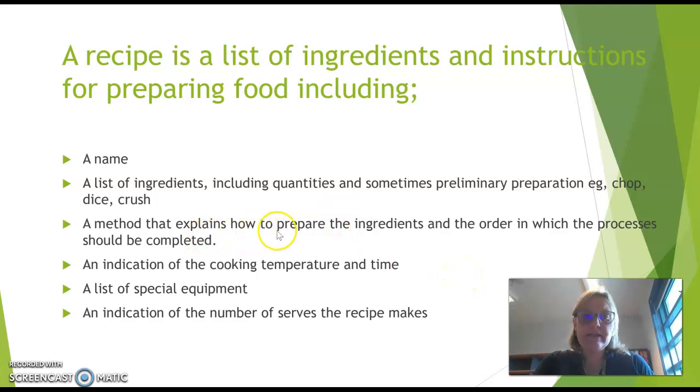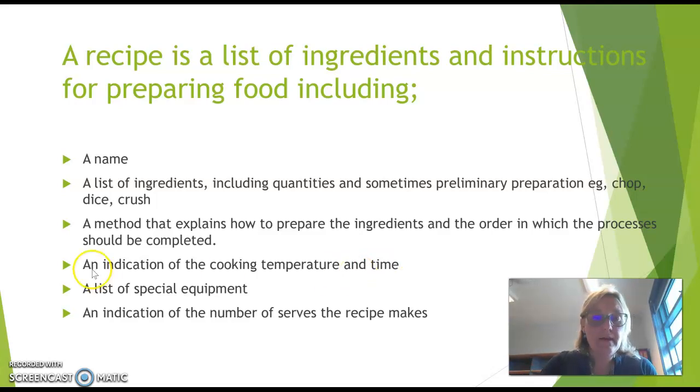So the method explains how to prepare the ingredients and the order in which the processes should be completed. It's usually an indication there of the cooking temperature and time. So it might say, preheat your oven to 200 degrees Celsius, or turn on your fry pan to a medium heat. And it might also say, cook for 25 minutes. There's an estimated amount of time.